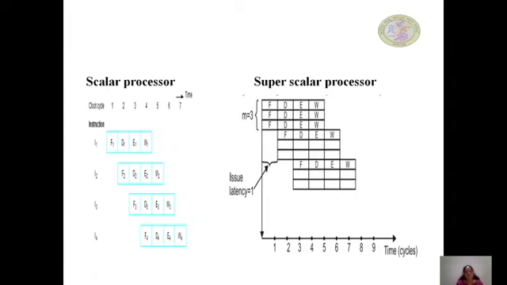Now, in order to execute these 4 instructions, the scalar processor will take 7 clock cycles. If there are 9 instructions, it takes 12 clock cycles for the execution.